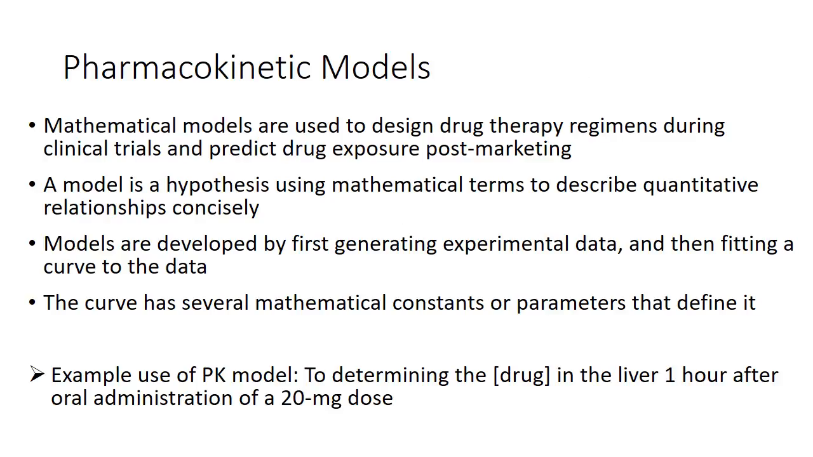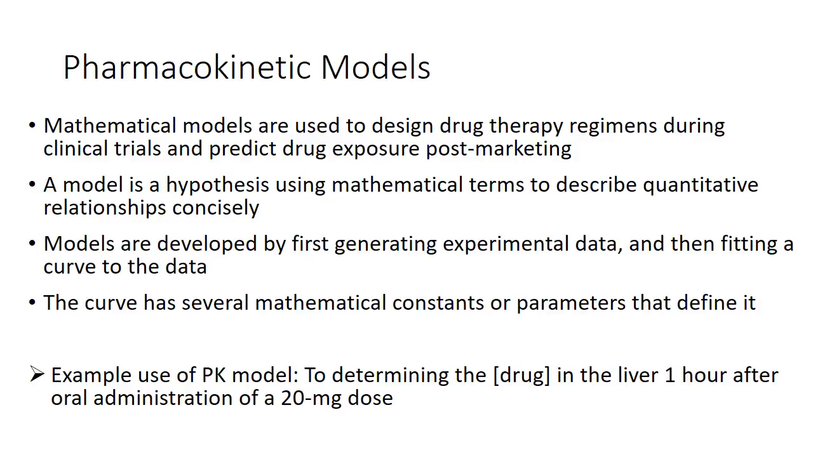So now we're going to move on to pharmacokinetic models. We're going to cover them briefly here, and then in the subsequent lectures I'll talk in much more detail about them. They're mathematical models, and they're used to design drug therapy regimens during clinical trials, and they could also be used to predict drug exposure post-marketing. So a model is just a way of representing mathematically your best estimation of what is happening to the drug in the body pharmacokinetically. It's a hypothesis using mathematical terms to describe quantitative relationships concisely.